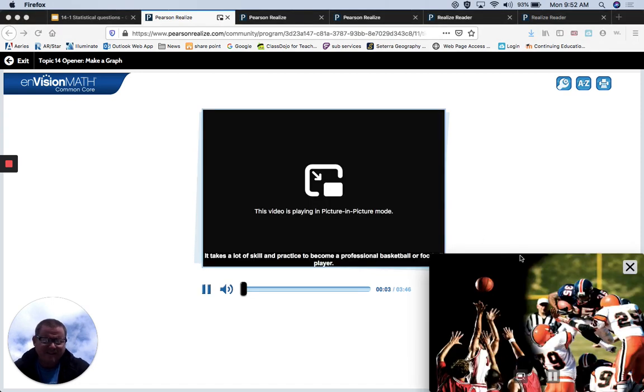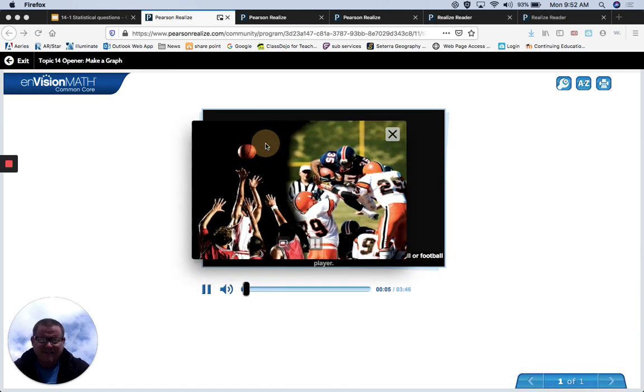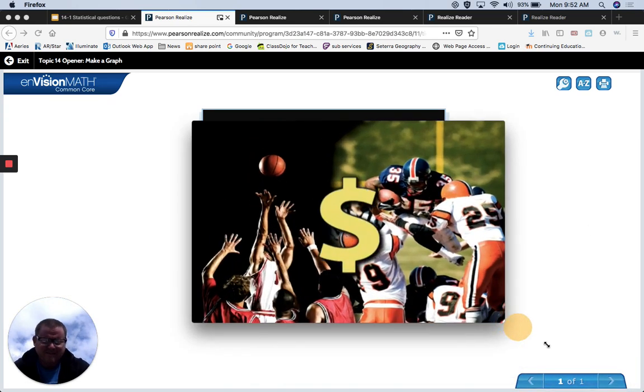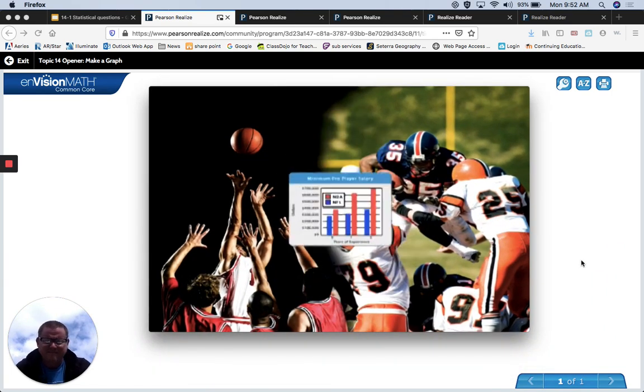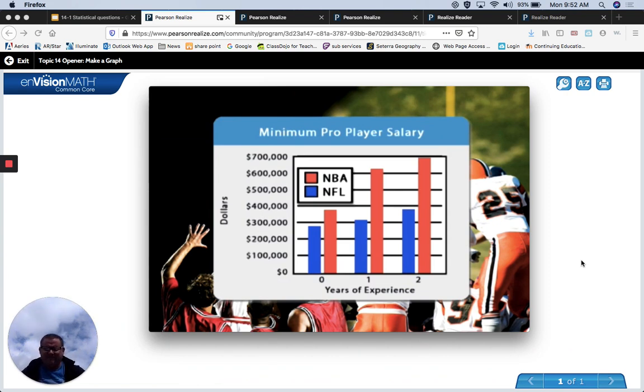It takes a lot of skill and practice to become a professional basketball or football player. But who do you think gets paid more, basketball or football players? If you look at a graph like this, you can see which league has the highest minimum salaries for their players. But the graph shows you more than that. It also shows you how the salaries rise depending on a player's years of experience. Graphs can show us a lot of things in a clear and simple way, by making a visual representation of the data. But not all graphs are the same, and not all graphs are suited for displaying the same data.